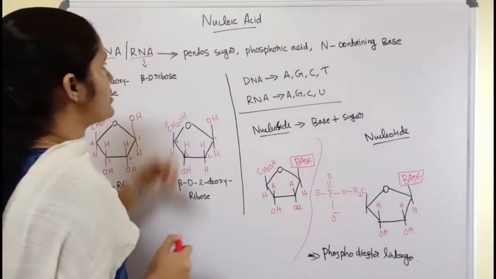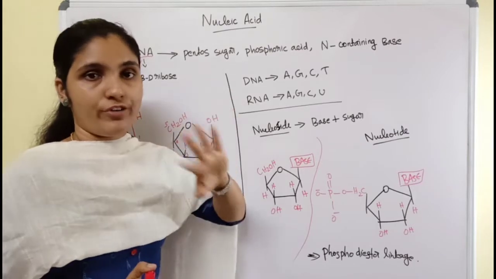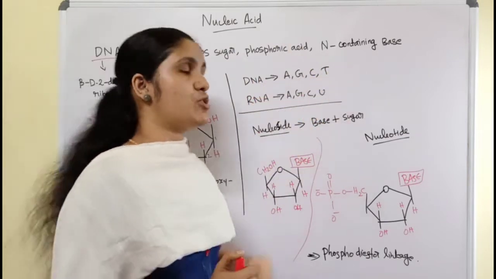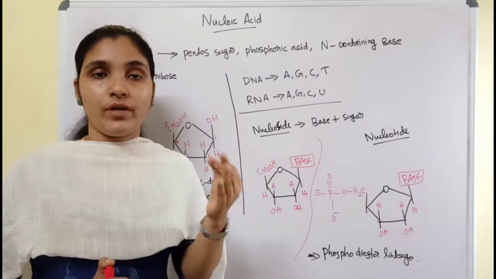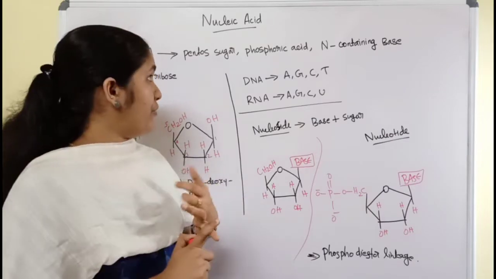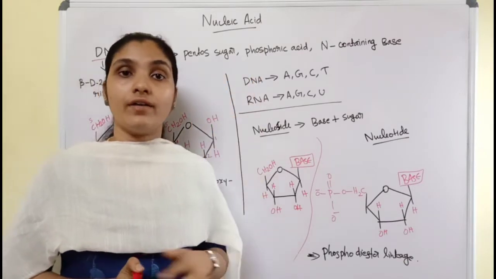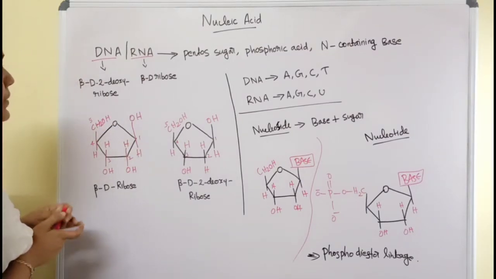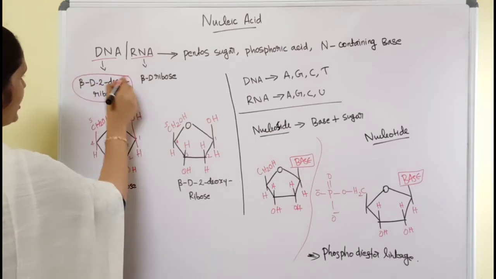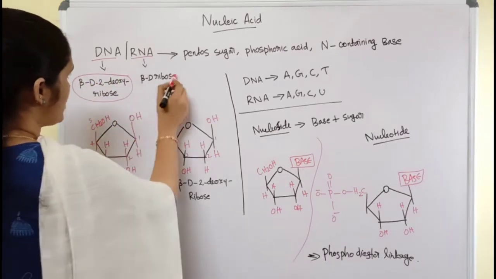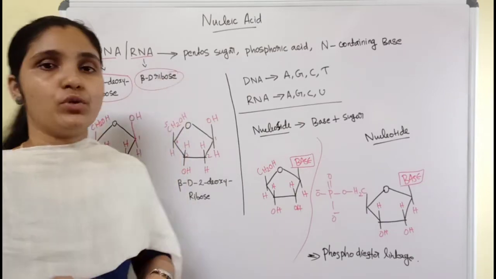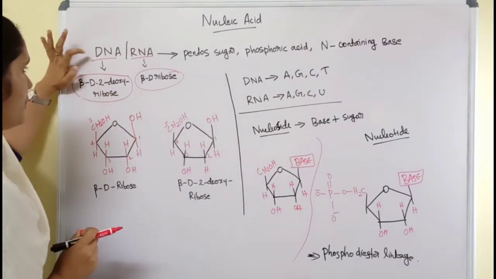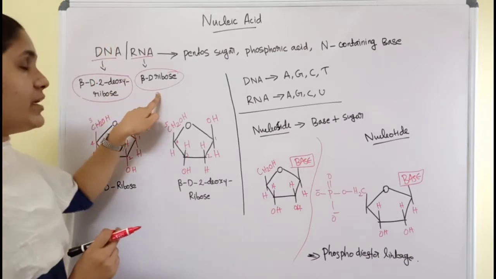On hydrolysis, DNA and RNA will produce a pentose sugar, a 5-carbon sugar, a phosphoric acid, or we can say a phosphate group, and a nitrogen containing base. So these are the three things released by the hydrolysis of DNA or RNA. The pentose sugar present in DNA is beta D-2-deoxyribose, and in RNA it is beta D-ribose. Generally, we can say this pentose sugar is ribose, but exactly, in DNA it is beta D-2-deoxyribose, and in RNA it is beta D-ribose.